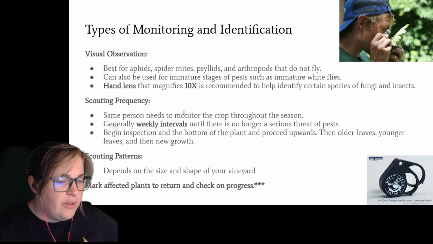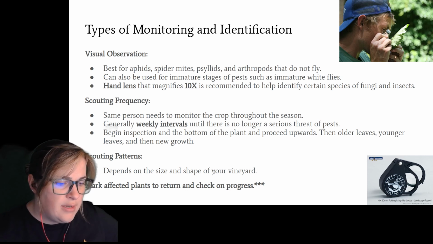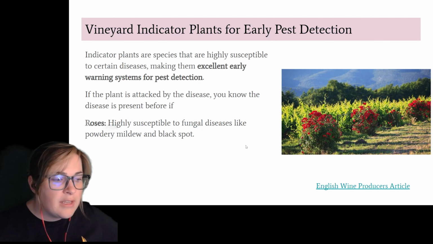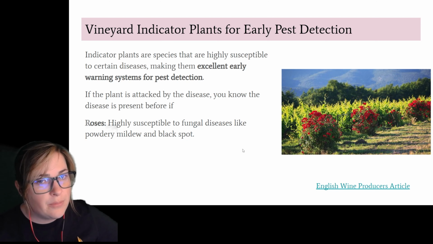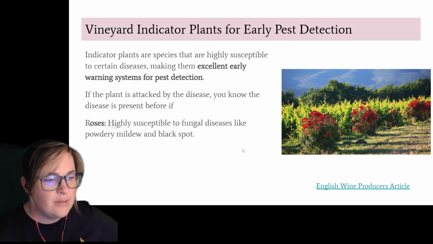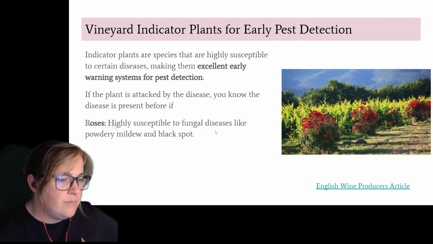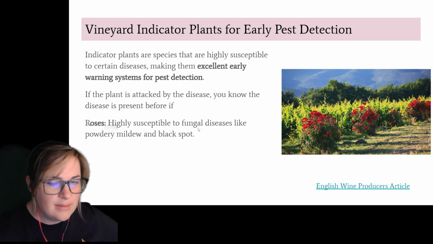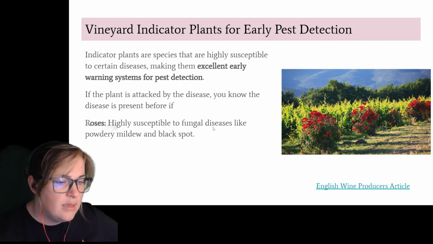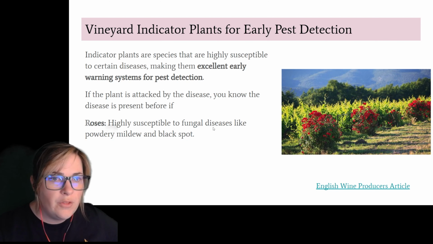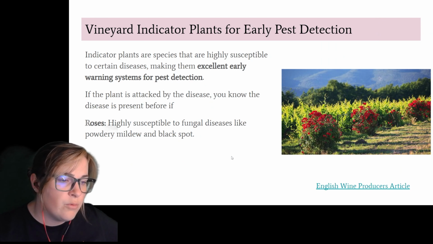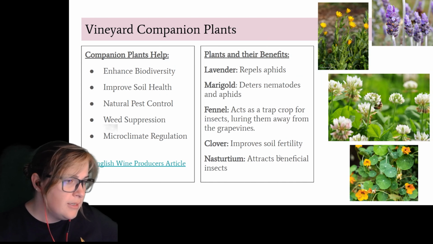Scouting frequency, I feel like it's pretty straightforward. You guys have a good idea what to say for that. And then scouting patterns. I will definitely have questions about indicator plants for early pest detection, and just be ready for that. Indicator plants are very helpful. They're highly susceptible to a lot of things, and they will show those things before they are shown on the vines. The vines are a lot hardier than they are. So roses are a great example for that.